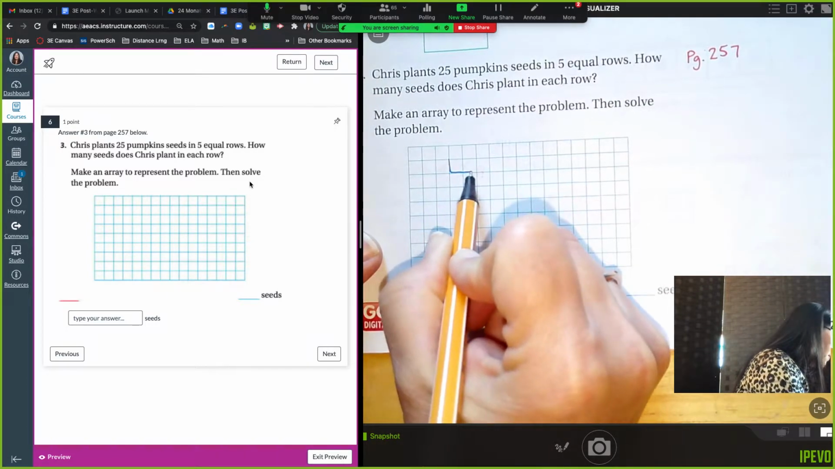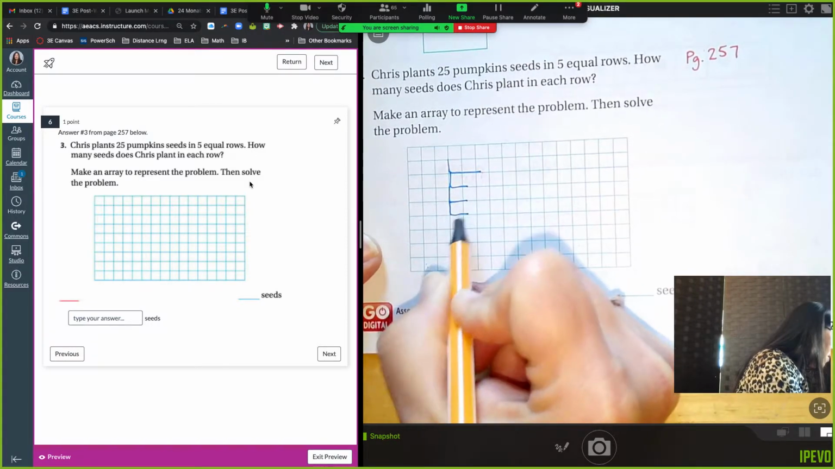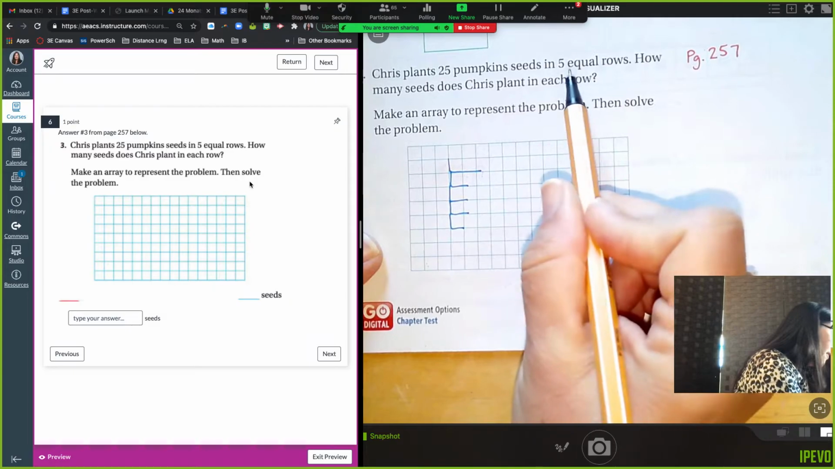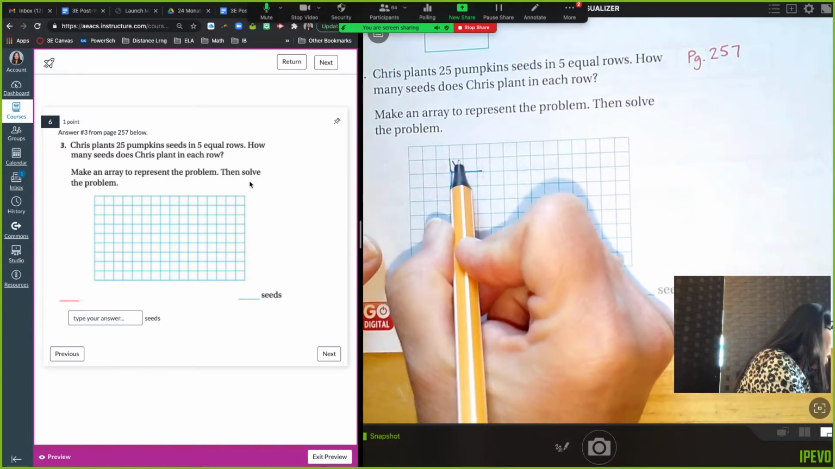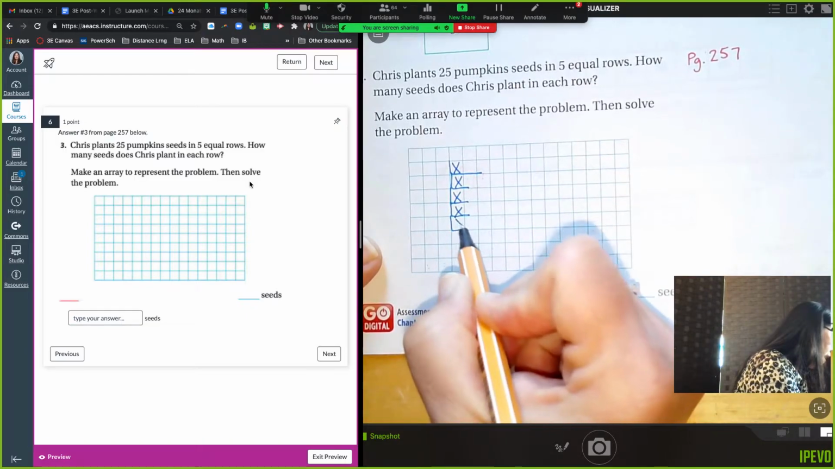Okay, and he's got his 25 seeds in 5 equal rows. So here's my row 1, my row 2, my row 3, my row 4, my row 5. And he's going to put 5 rows, 1 in each row. 1, 2, 3, 4, 5.